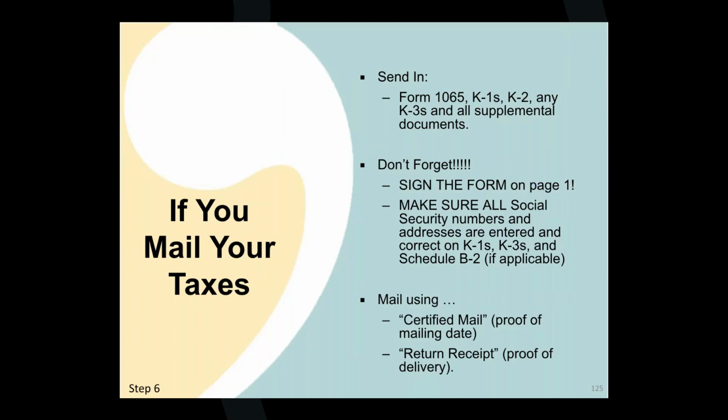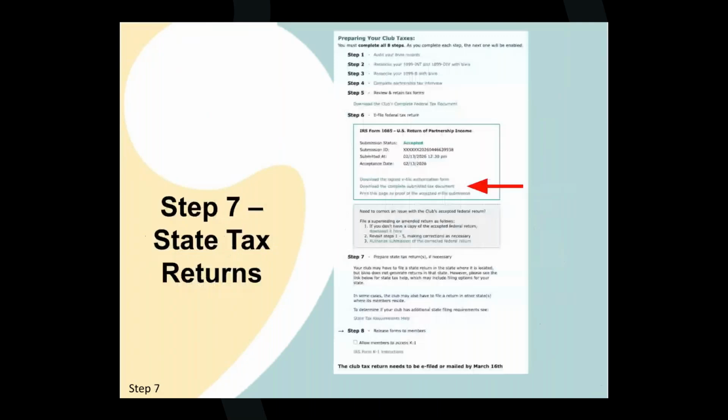Congratulations! You've now submitted your federal tax return to the IRS, either by e-filing or by mail. You can click here to download the tax document as filed for your club records. Now you move on to step 7 and follow the instructions about filing any required state tax returns.